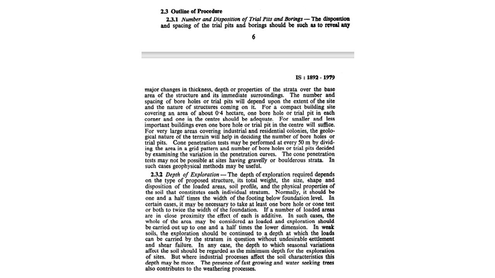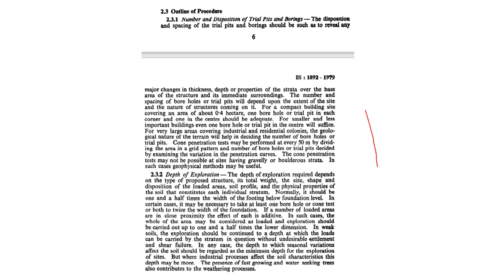Okay, the number and spacing of boreholes or trial pits will depend upon the extent of the site and the nature of structures coming on it. Okay, so generally, now here come some recommendations for you. For a compact building site covering an area of about 0.4 hectare, one borehole or trial pit in each corner and one in the center should be adequate. Okay, so this is the basic thing which you can do.